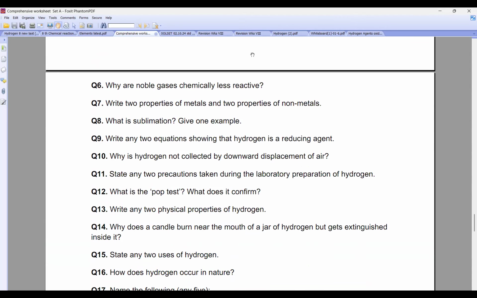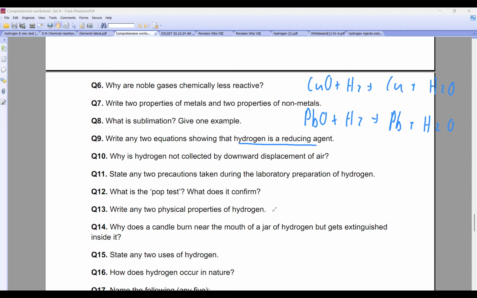Write two equations in which hydrogen acts as a reducing agent. One you can write: copper oxide plus hydrogen gives copper and water. Then lead oxide plus hydrogen gives lead and water. Any metal oxide reaction you can write. Clear? Two precautions taken in the laboratory.